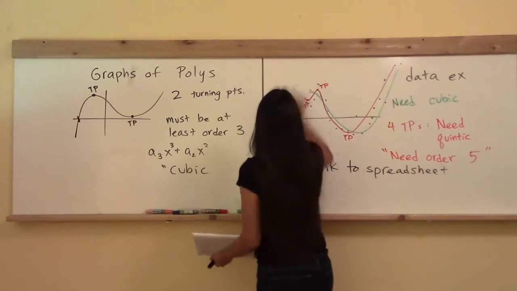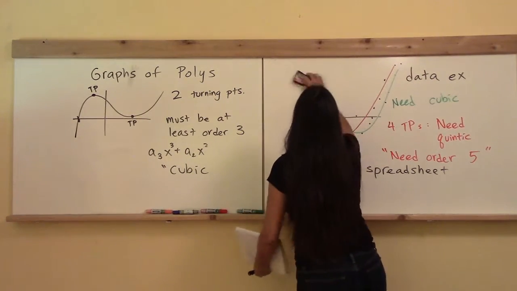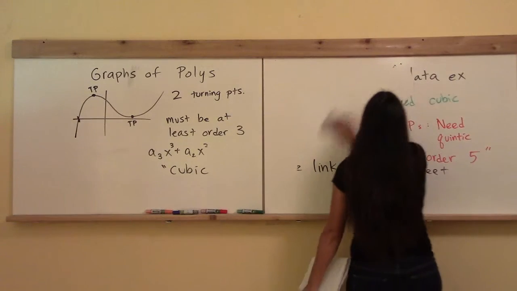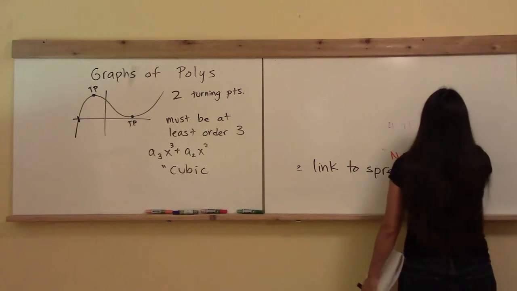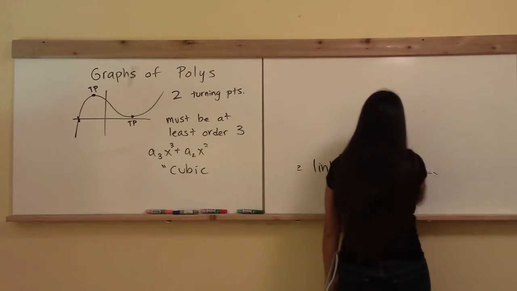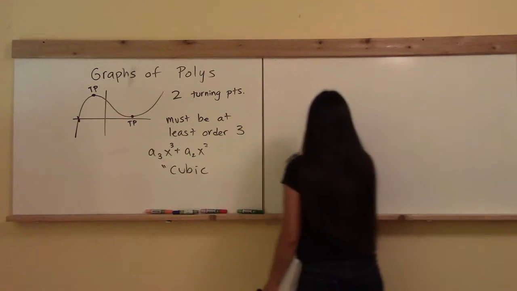Okay, so the next thing we're going to do now is we're going to briefly discuss another class of functions. We just talked about the polynomial class of functions, and now we're going to move on to a new class, which is called the rational functions.